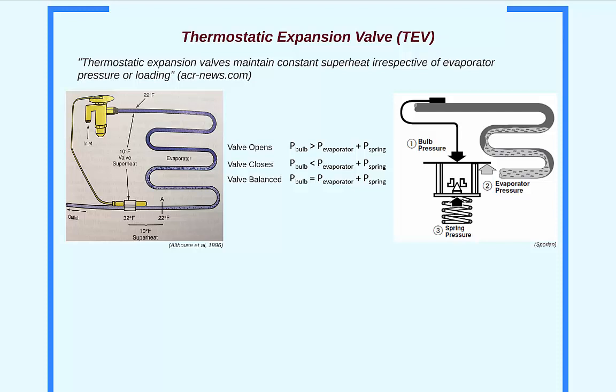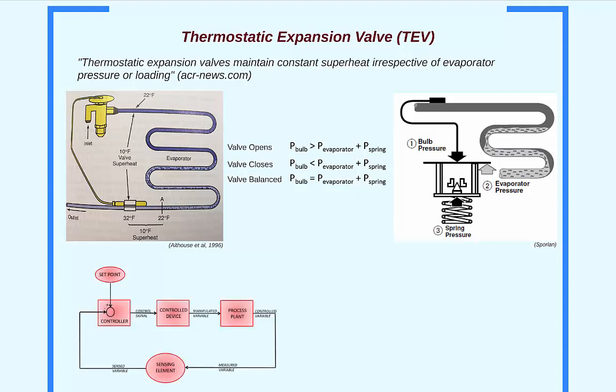Let's identify the key components of this closed control loop. The measured variables in this closed control loop are the sensing bulb and evaporator pressures. Because we have two measured variables, we also have two sensing elements. In this case, the sensing elements are the bulb's sensor and the valve's diaphragm. The bulb pressure is pushing down on the diaphragm and the evaporator is pushing up.